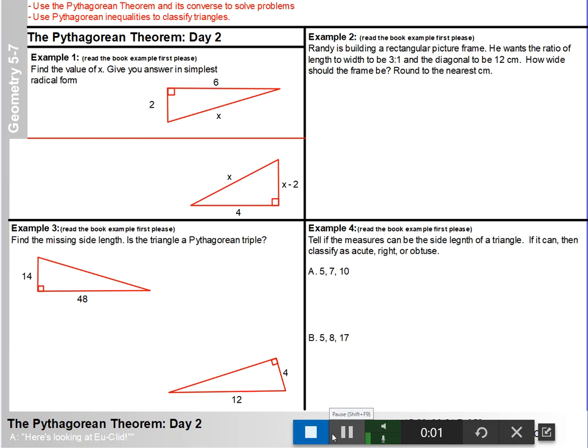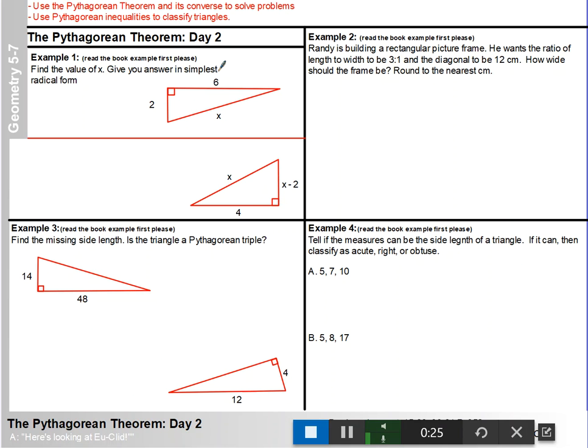So we're going to use the Pythagorean theorem to solve some cool problems. In particular, this one right here is one of my faves because it combines my love of algebra with my love of geometry. Oh yeah. So here we go. We're trying to find the value of x, and we want it in simplest radical form.